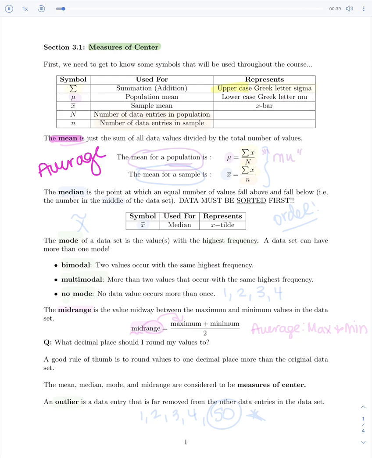How do you do that? It means you add up everything and divide by however many things you have. So what we're going to start seeing is this symbol. It looks like a big E, and it's a summation symbol. It's the uppercase Greek letter sigma. And what it means is add. That funny little symbol just means add.